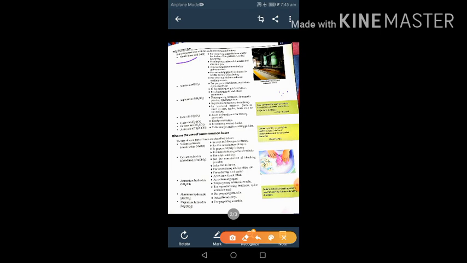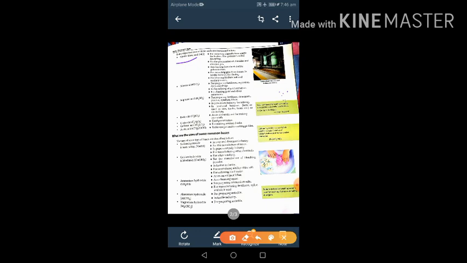Next use, extracting glue from bones. In the textile industries, for dyeing, coloring, as you already know. Also for cleaning the kitchen, sink, and sanitary wares. It works just like a spirit.